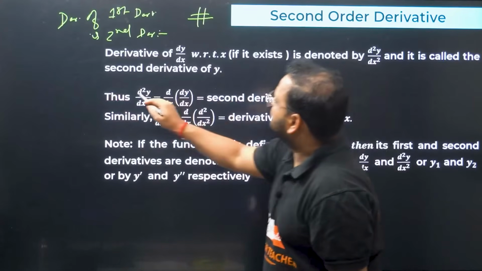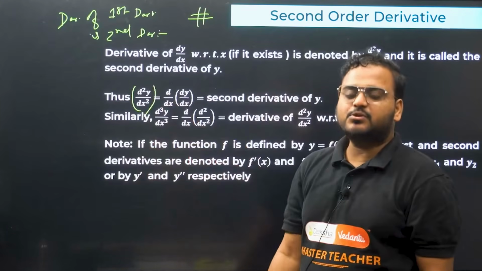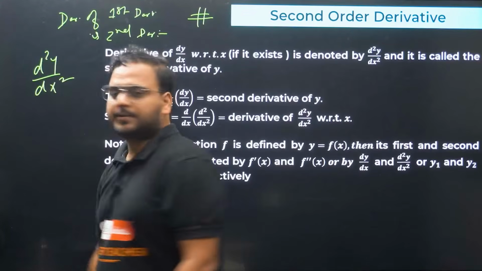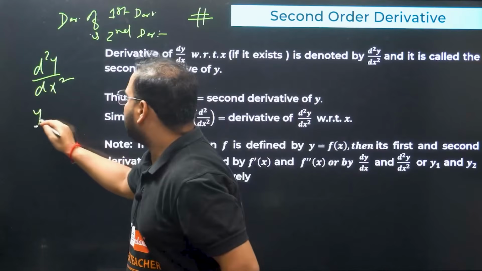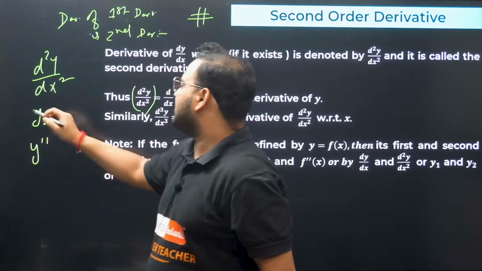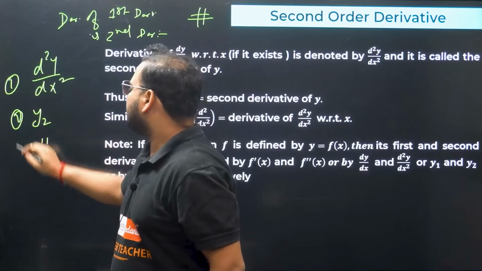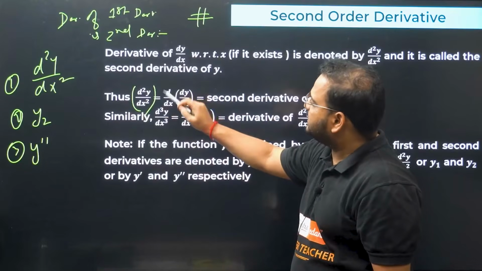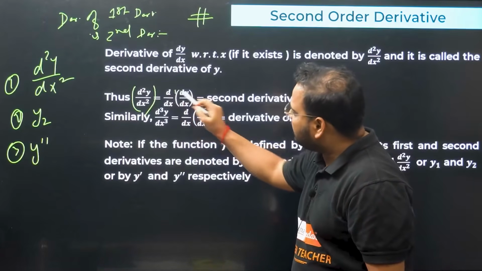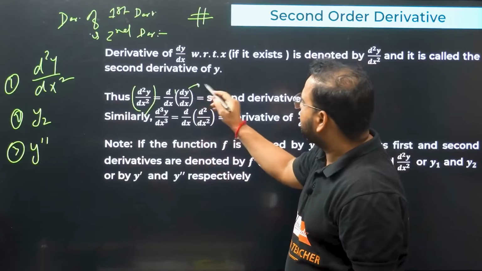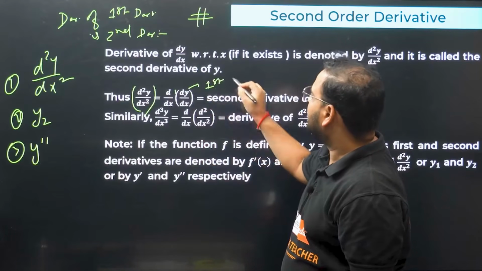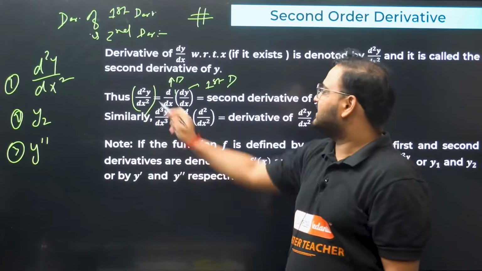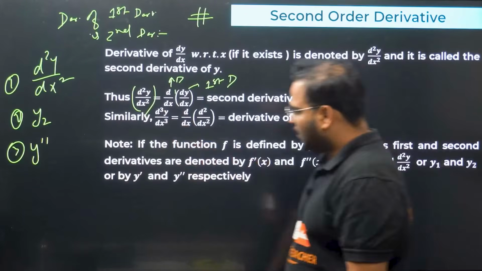See here. This is the symbol for second derivative: d square y upon dx square. You can also write this as y2 or y double dash. All these are the symbols of second derivative. So check carefully here. Second derivative is given by the derivative of, this represents the first derivative, and this is the derivative. So the derivative of the first derivative is called the second derivative. Okay, all right, this is it.